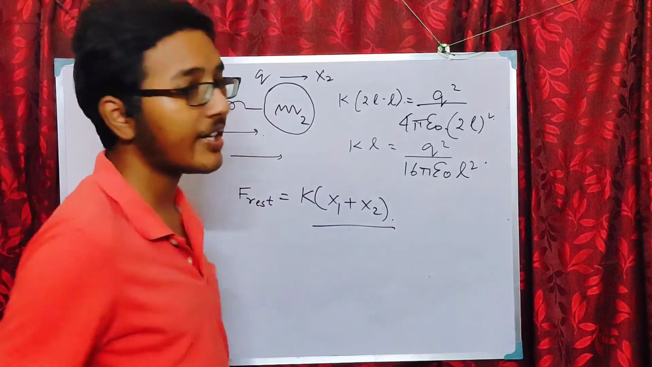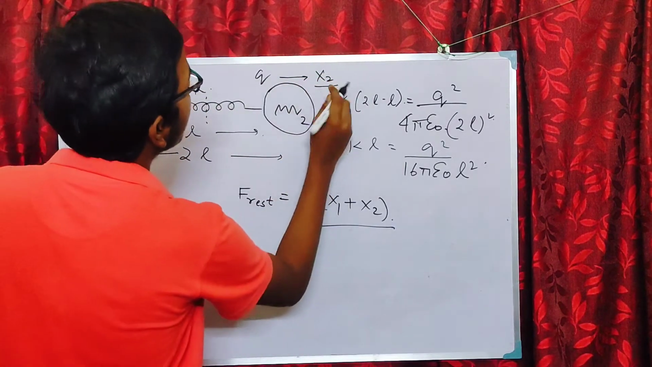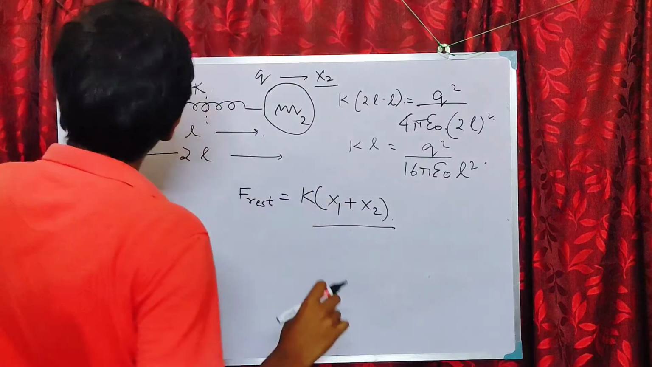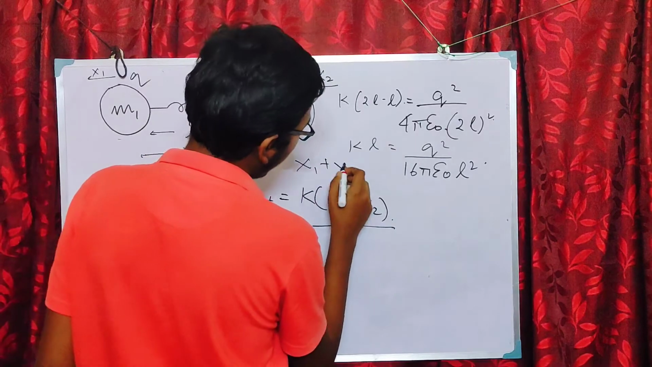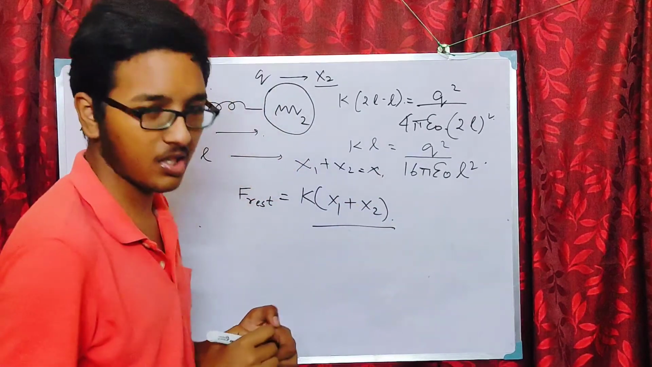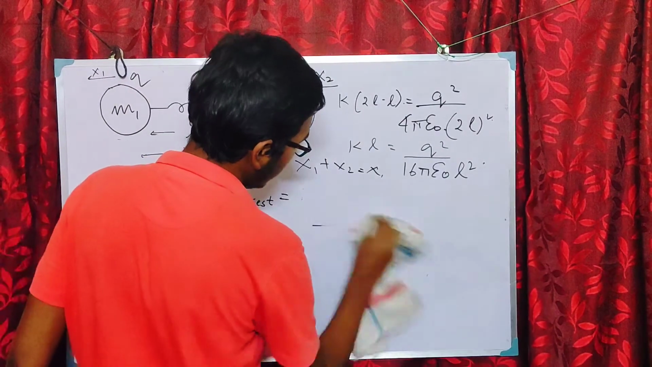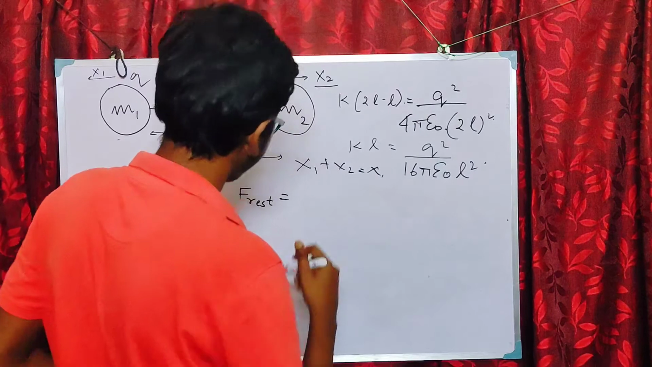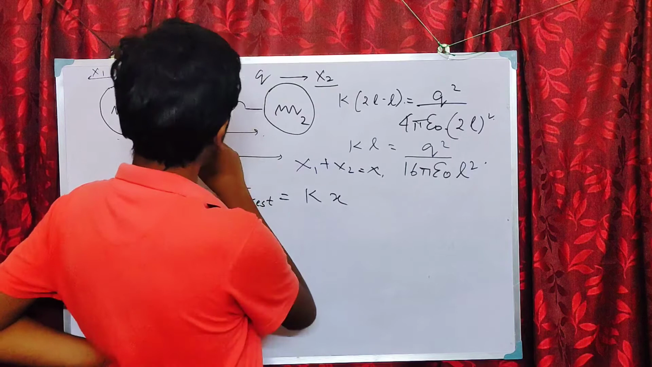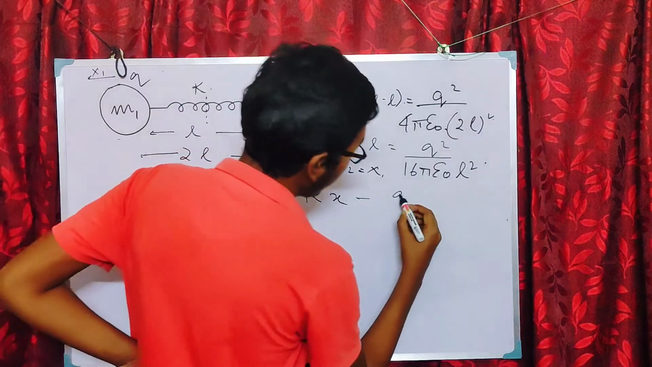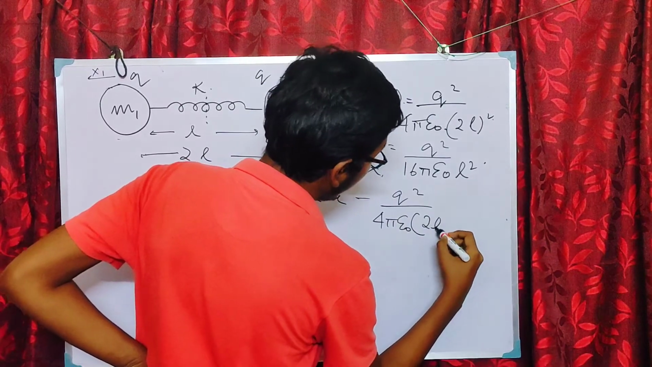Why have I written x1 plus x2? Because here also we have assumed after a time t, M2 would go x2 from its mean position and M1 would go x1 from its mean position. So let us consider x1 plus x2 is equal to x, just for reducing the number of variables. It would be K into x minus Q square by 4 pi epsilon naught 2L.